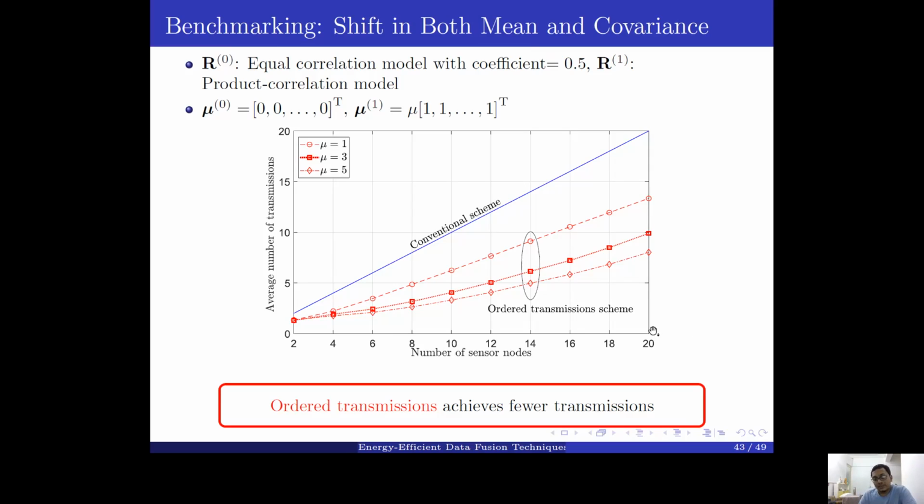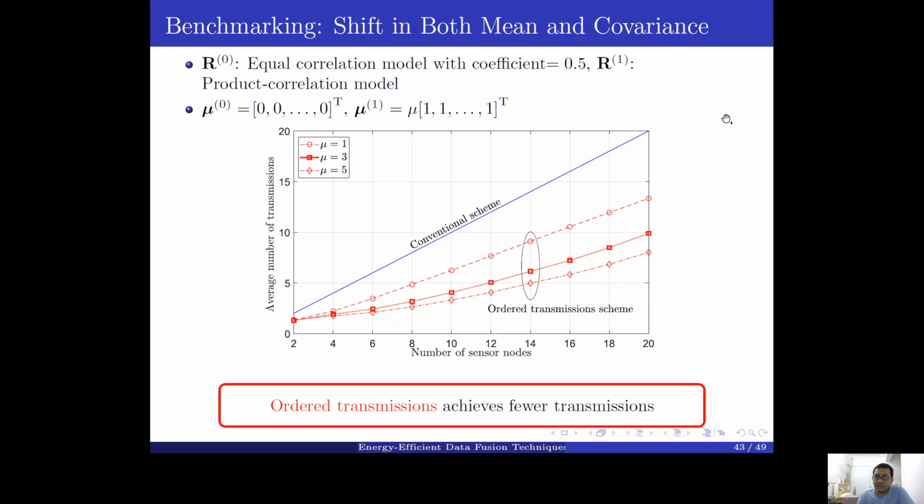For example, when there are 20 nodes in the network, when mu equals 1, the order transmission scheme requires around 14 transmissions to make a decision. When mu equals 3, it requires around 10 transmissions to make a decision. And when mu equals 5, it requires around 8 transmissions to make a decision. Thus, it is possible to save as much as 60% of the number of transmissions compared to the conventional scheme.